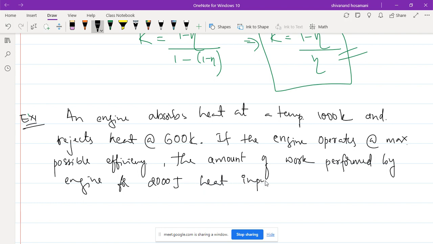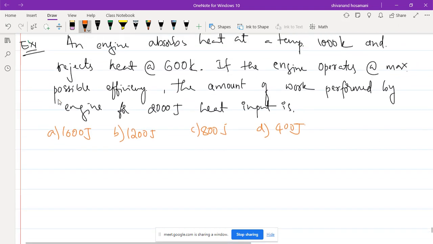Once you read it, try to understand it. So we are going to solve. Options are: A is 1600 joules, B is 1200 joules, C is 800 joules, and D is 400 joules. Can anyone try? Read it, understand it, try to solve it. I will come back.